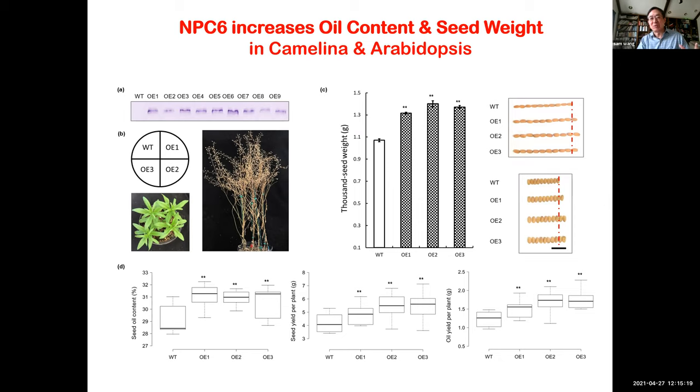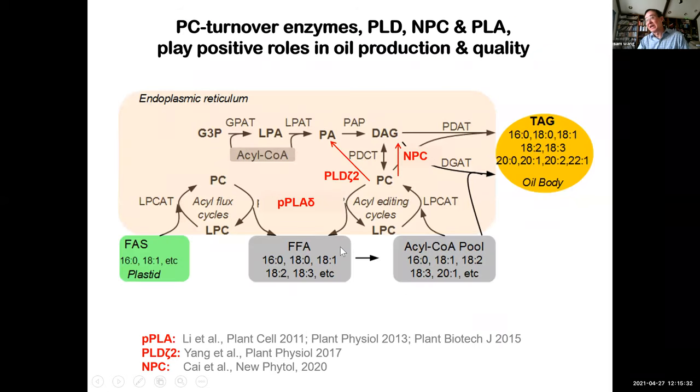A similar kind of trend was also found in Arabidopsis. On the other hand, when you knock it out, the oil content decreased. We also did some labeling studies following where the fatty acid moves and how the carbon moves, to analyze this metabolic route. What we believe is that NPC can actually contribute diacylglycerol, which is used as substrate for triacylglycerol production, right?